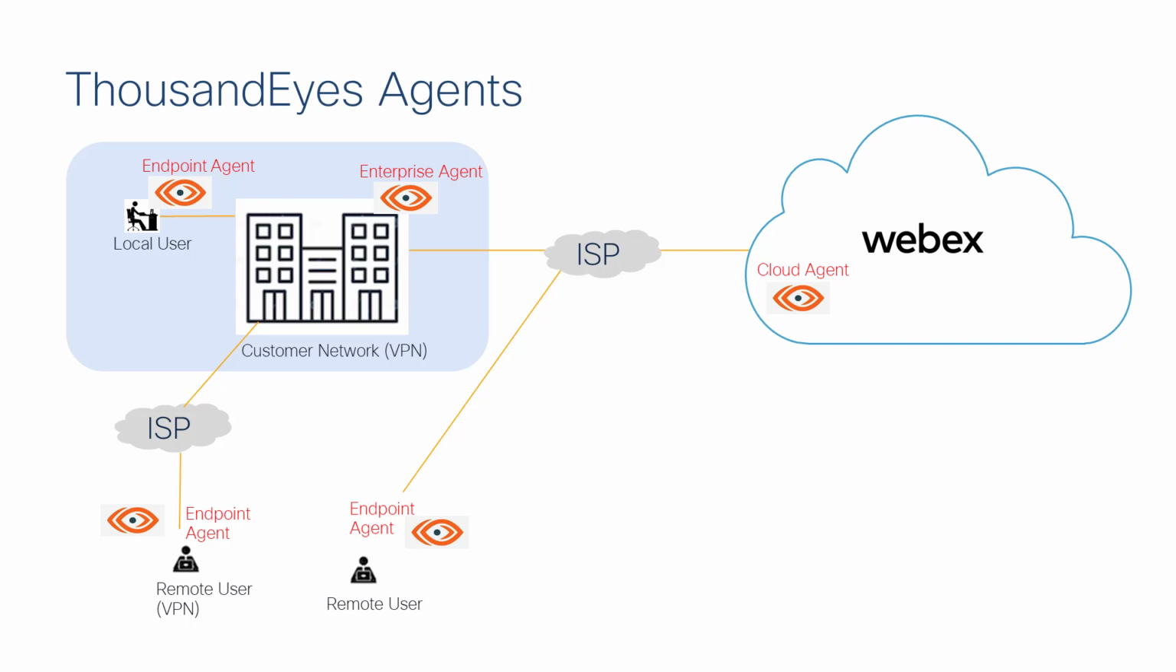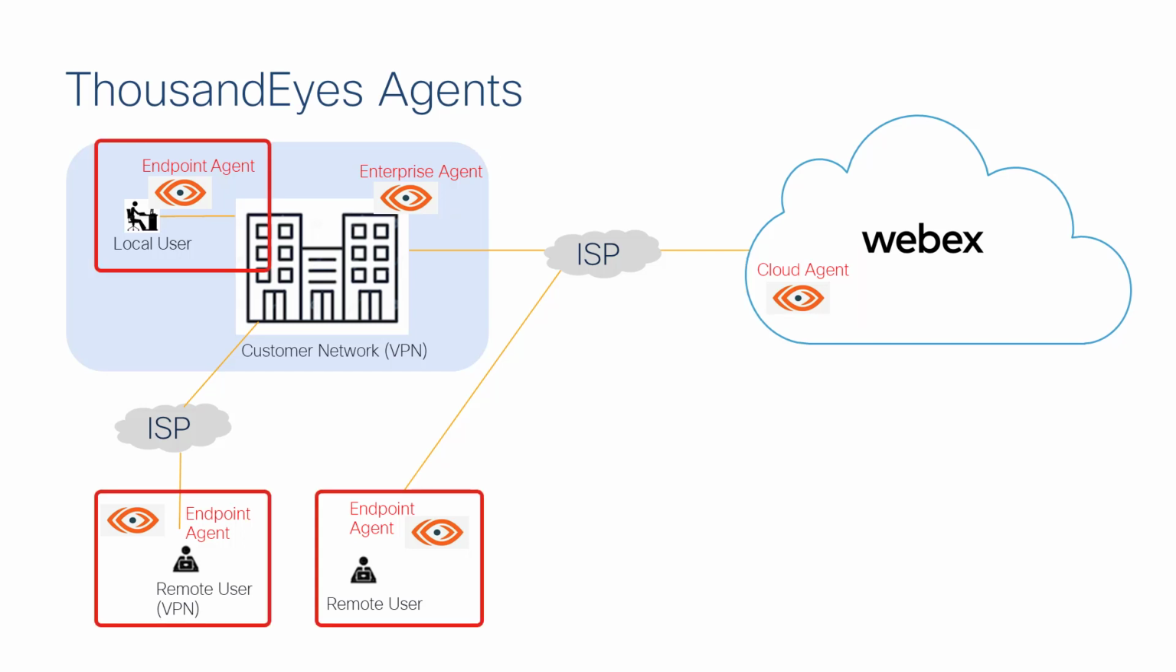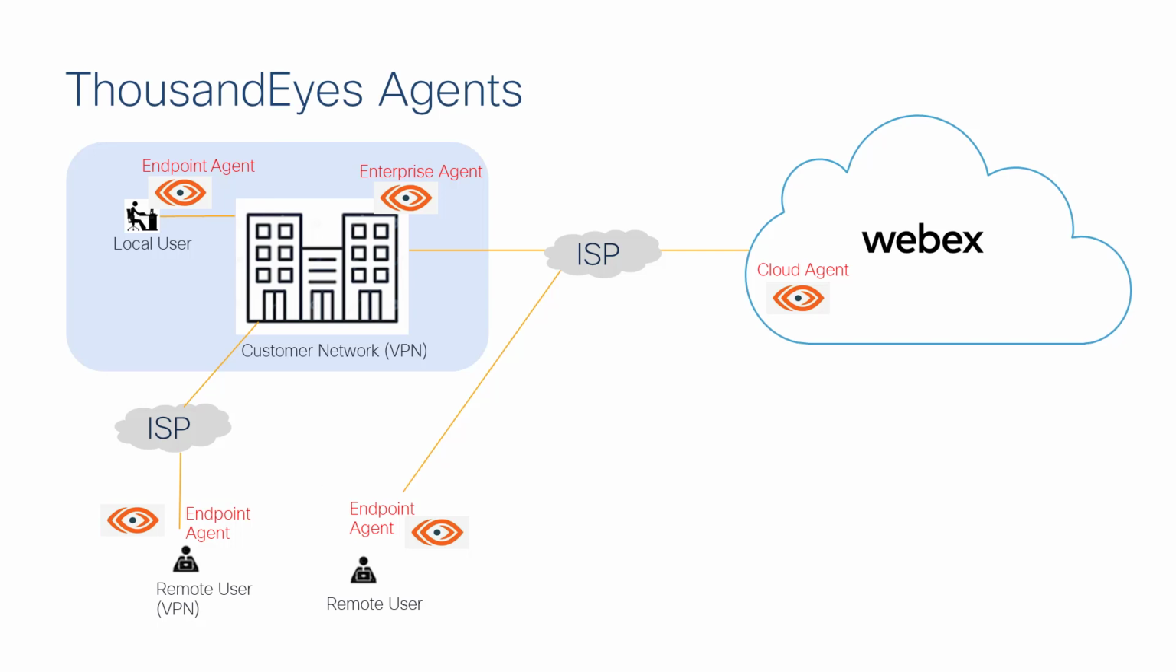With ThousandEyes, you deploy agents that send synthetic traffic to gather end-to-end metrics like latency, packet loss, and jitter. There are three types of agents: cloud agents, enterprise agents, and endpoint agents. Endpoint agents typically run on an end-user laptop. The enterprise agent is hosted by the customer either on Catalyst switches, routers, or on virtual machines. The cloud agents are managed by ThousandEyes, hosted by many different service providers, and customers can use these agents to run tests without the need to manage them.